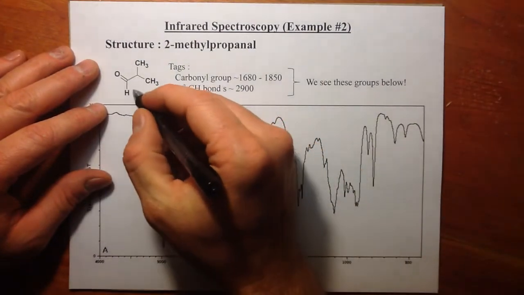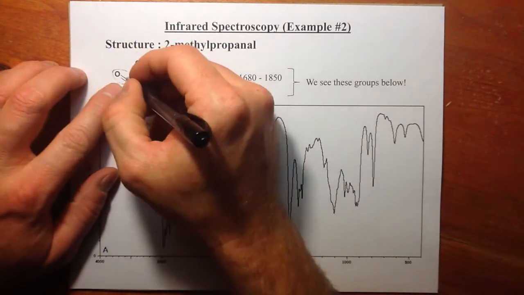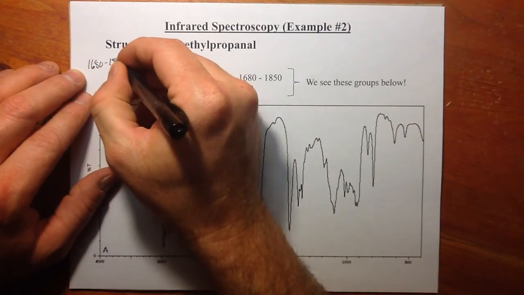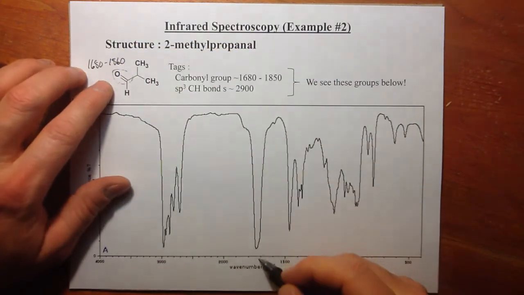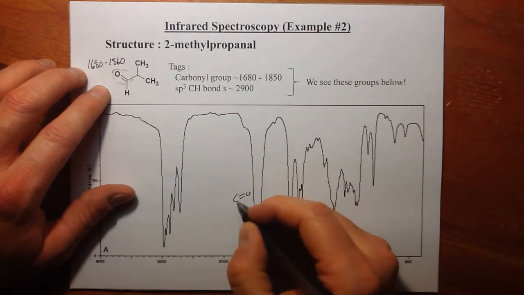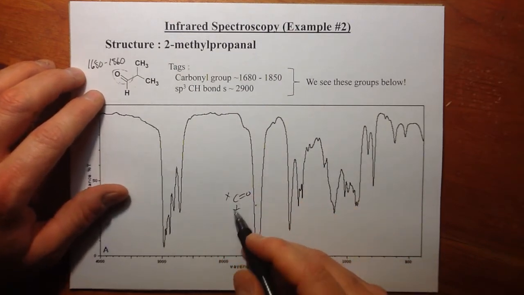Now let's check out, I guess we have a carbonyl. We can say, oh, that's a CO. That's the one that shows up around 1680 to 1850. Very strong. Oh, that's it. I can label this peak as indicating the presence of this functional group, the carbonyl.